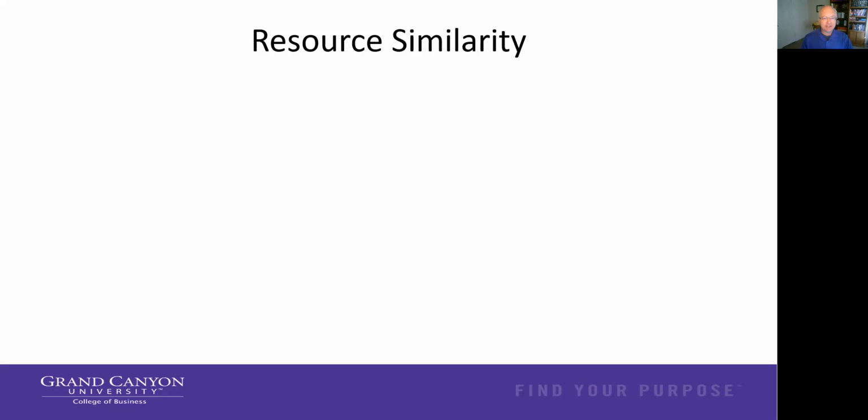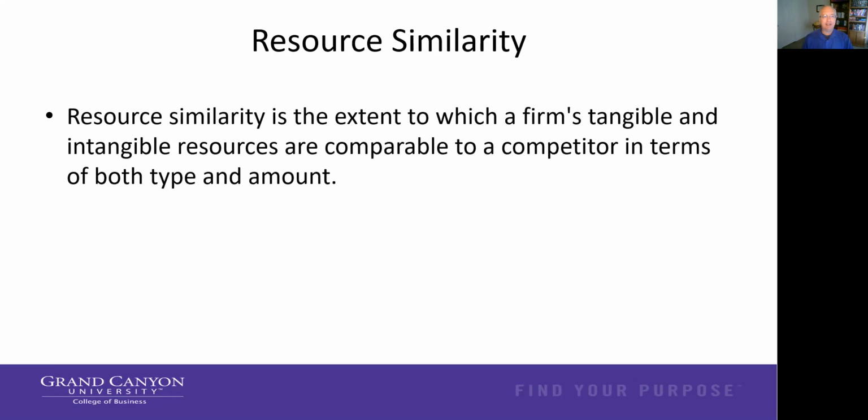Next is resource similarity. So resource similarity is the extent to which a firm's tangible and intangible resources are comparable to a competitor in terms of both type and amount. Firms with similar types and amounts of resources are likely to have similar strengths and weaknesses and to use similar strategies. So a little bit about resource similarity.